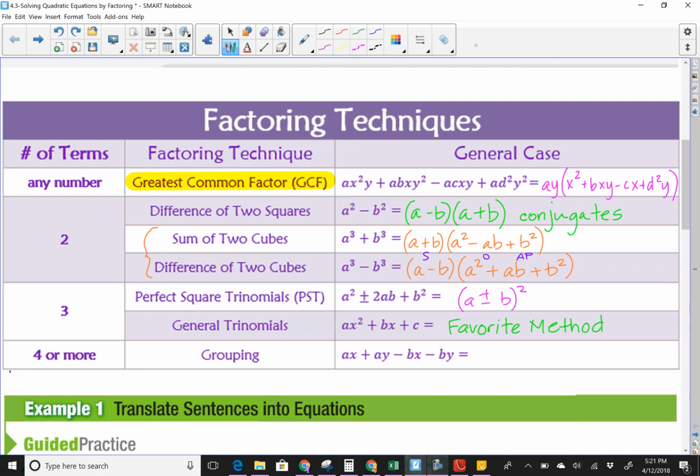Okay? Next, we have grouping, or the last method you have if you have four or more terms. And this, of course, is when you're looking at the number of terms. You have any number of terms, you start off with the greatest common factor. If you have two terms, it's going to be one of these three things, or it can't be factored. If you have three terms, it's either going to be a PST or a general trinomial, and four or more terms will be grouping. Okay, and in your grouping, if it's easy grouping, you just look at the first two terms and the last two terms, and you find out what they have in common. What do these two things have in common? They have an A, and that leaves me with x plus y.